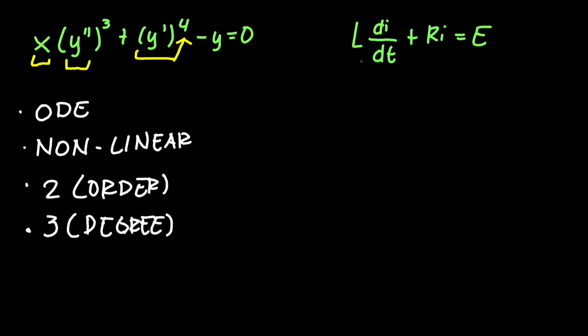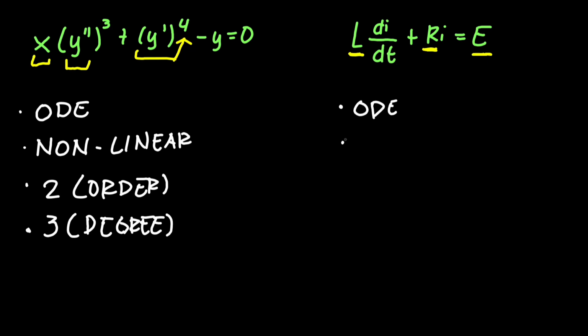Lastly, L multiplied by di over dt plus R multiplied by I equal to E. Now, in differential equations, whenever you encounter a capital letter such as this, these are constants and not variables like x. So, don't misunderstand that these are variables. No, these are constants. Keep that in mind. And so, let's identify whether ordinary or partial. It is ordinary because it only has one independent variable.